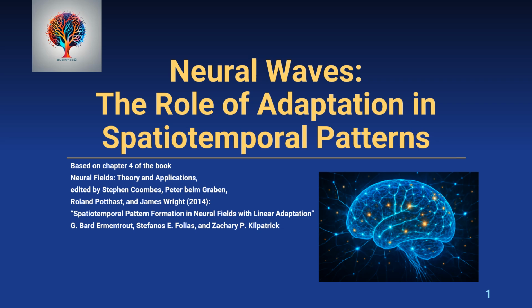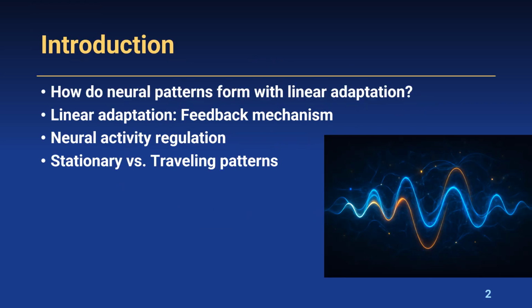I'm your host, and in today's episode, we're diving deep into the fascinating world of neural fields and how linear adaptation influences the complex patterns of neural activity. This episode is based on Chapter 4 of the book Neural Fields, Theory and Applications by Stephen Coombes, Beim Graben, Roland Potthast, and James Wright. Spatiotemporal Pattern Formation in Neural Fields with Linear Adaptation by G. Ermentrout, Stefanos E. Folias, and Zachary P. Kilpatrick. So, here's the big question for today's review.